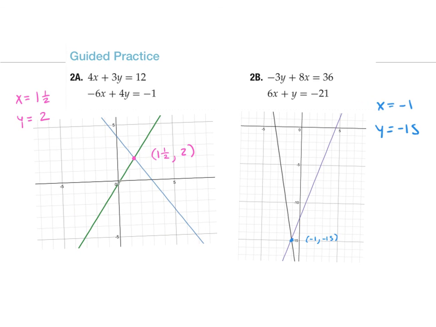All right, so that's it for the notes. What would our answer be if the two lines did not intersect? No solution. What if the two lines were the same exact line? What would our answer be? Infinitely many solutions.